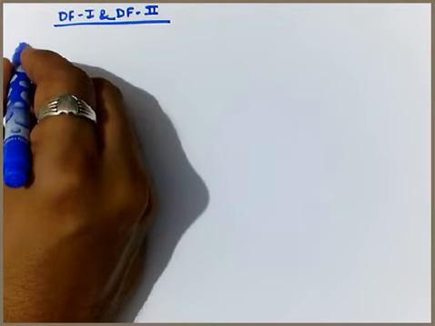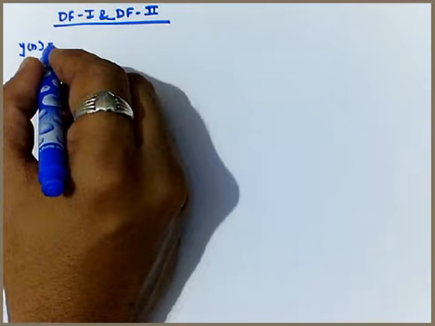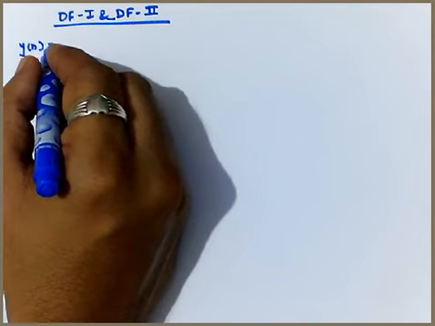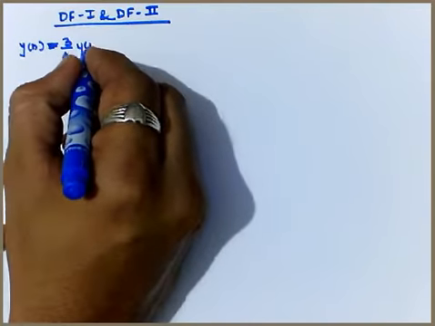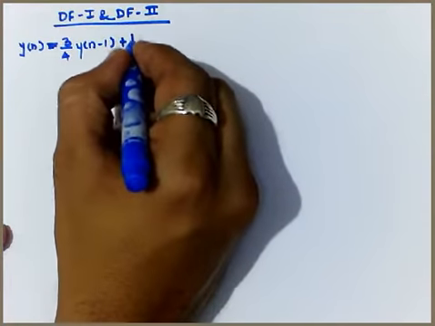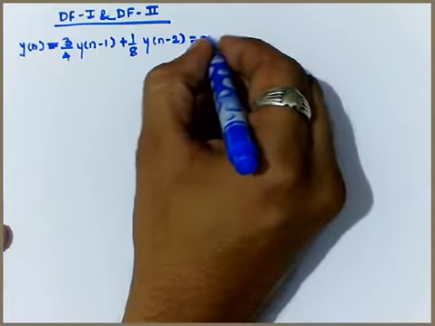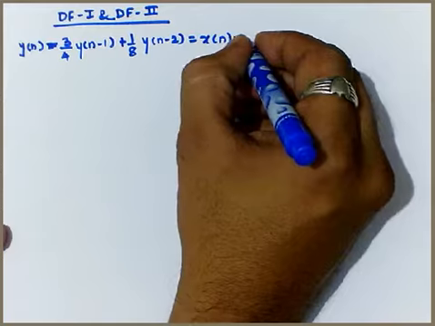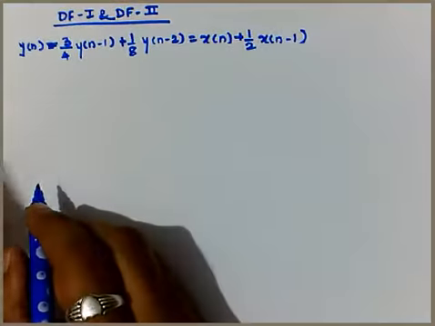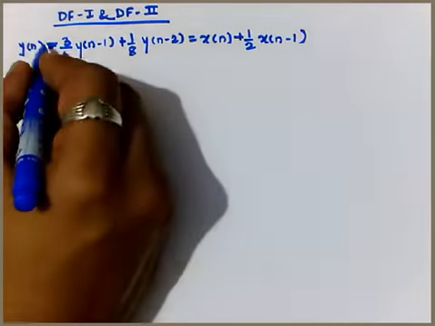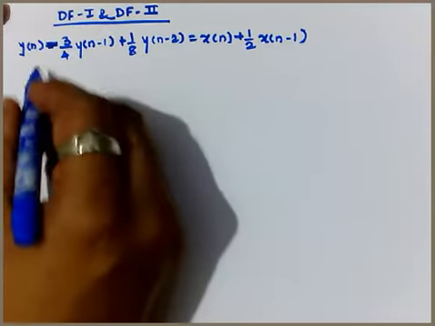The difference equation is like this: y of n minus 3 by 4 y of n minus 1 plus 1 by 8 y of n minus 2 is equal to x of n plus 1 by 2 x of n minus 1. So this is the equation. Now our main aim is to form the H of z from this difference equation.